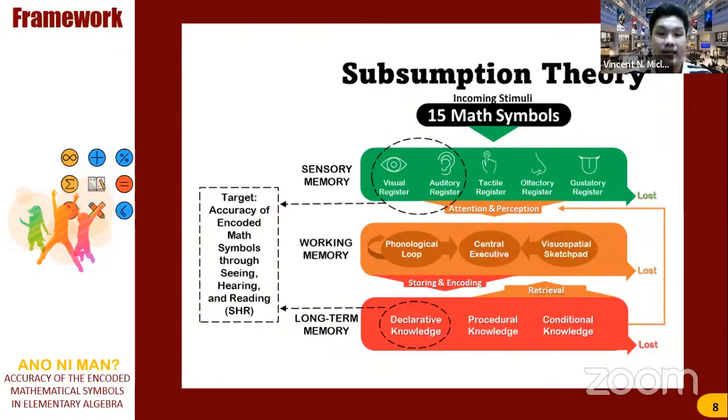Encoded mathematical symbols in the long-term memory will be stored as declarative knowledge, and that would be our target, if we're going to take a look with respect to subsumption theory. So the same processes of SHR will be used to retrieve our target, which is the accuracy of encoded mathematical symbols.